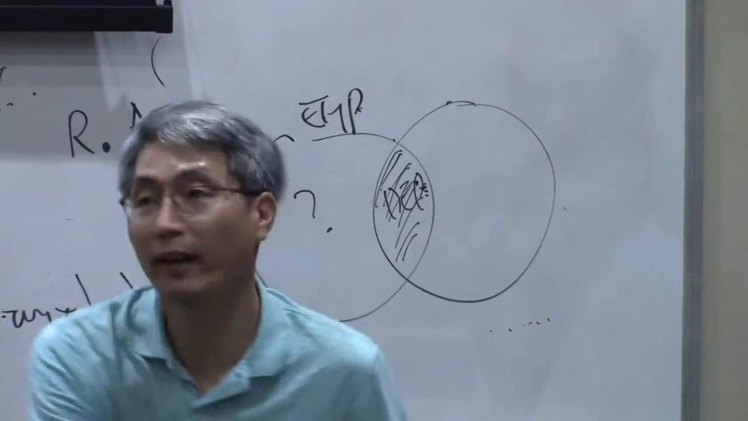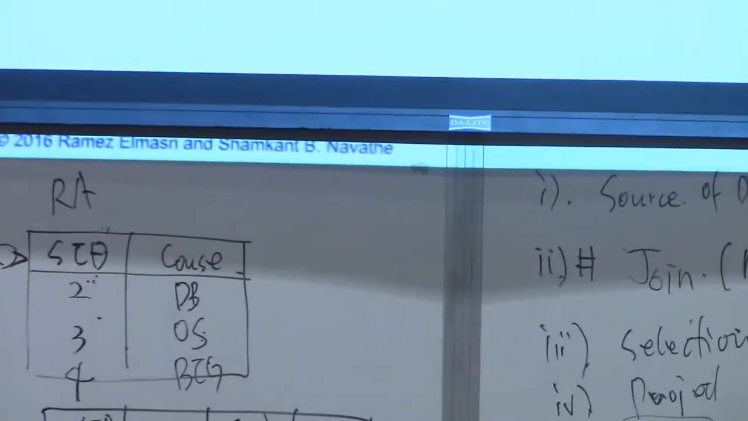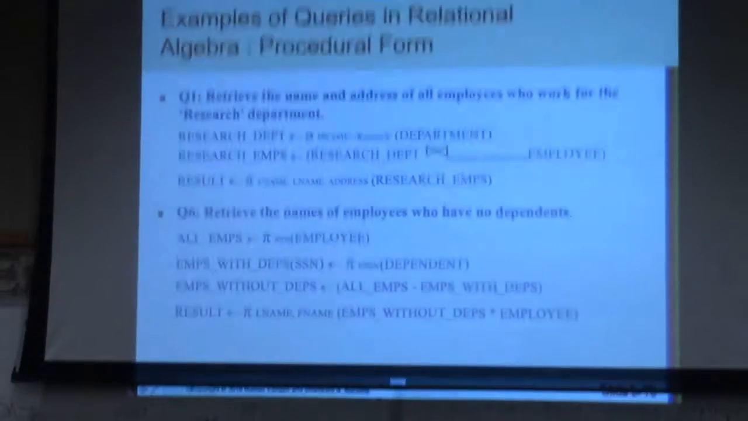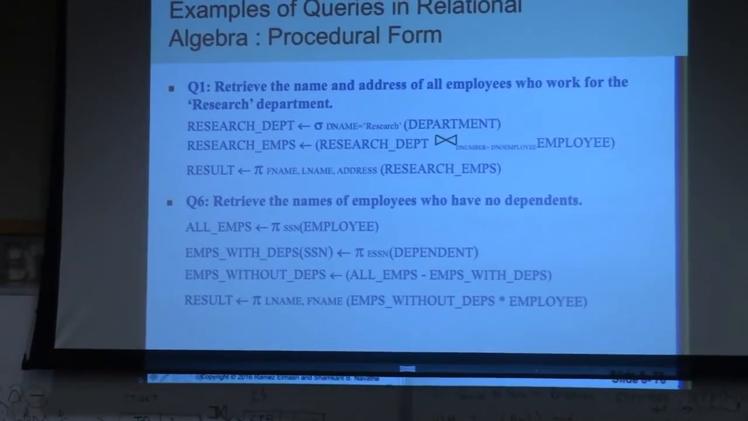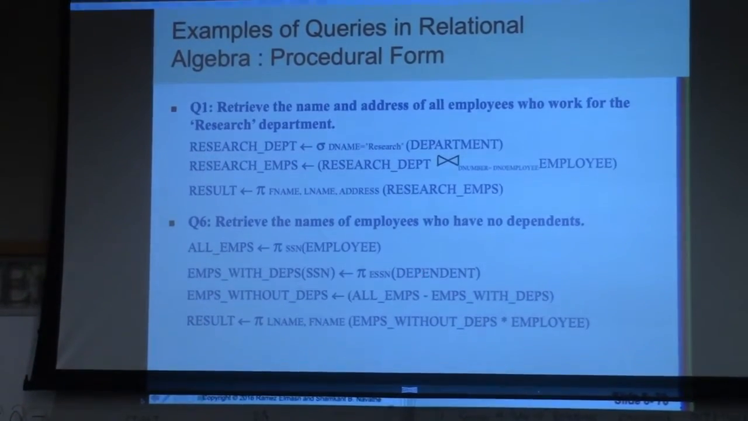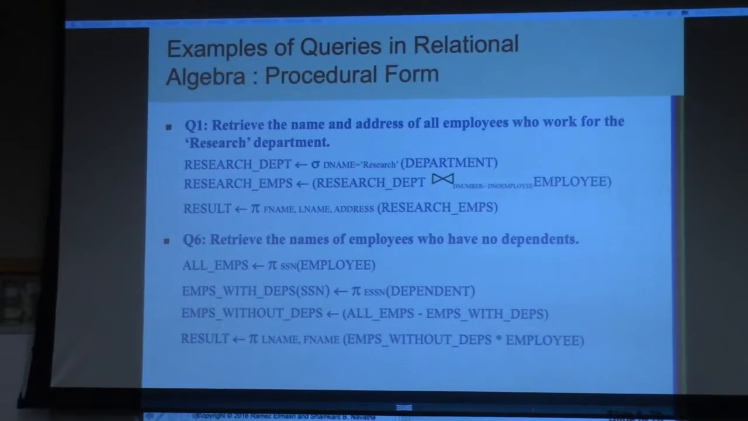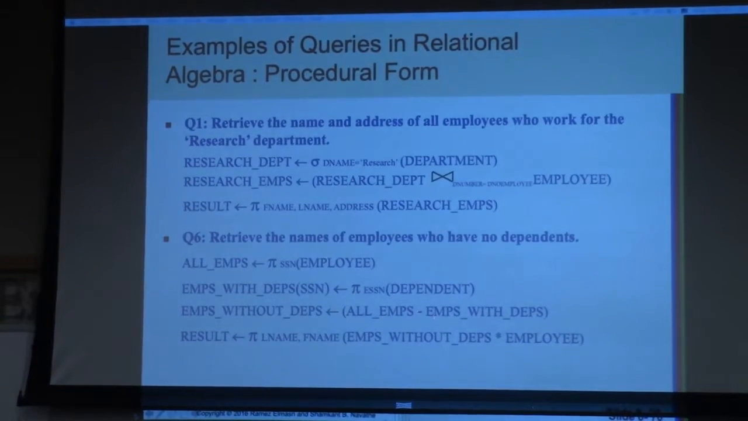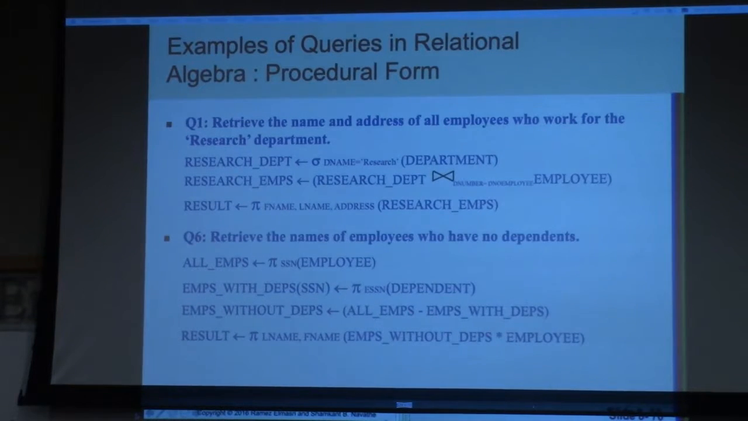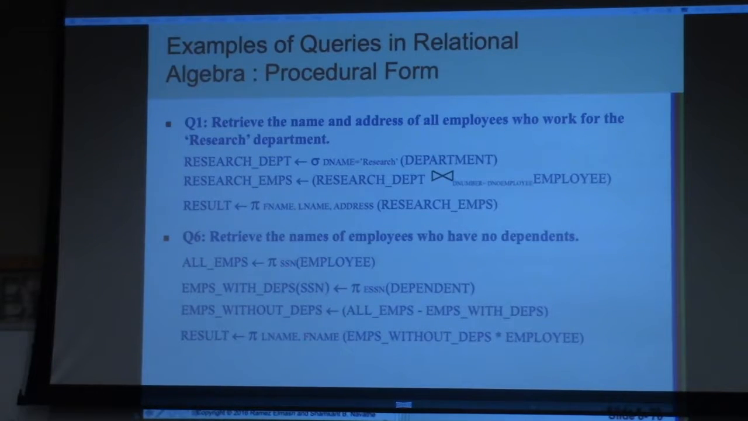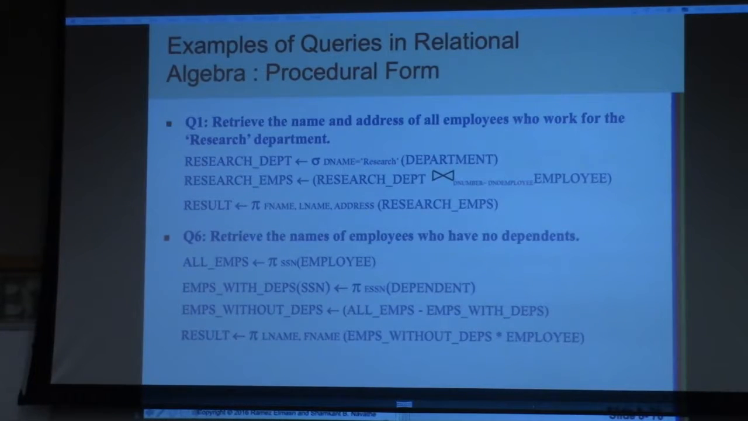How can we get it? For example, we get the social security number from the employee. We get the social security number from the dependent. So this one has the employees who have a dependent. This one is all employees, and the minus gives the employees who do not have a dependent. Then join with the employee relation, because we need the first name and last name, and this one has only the social security number. So that's another way to solve the problem.